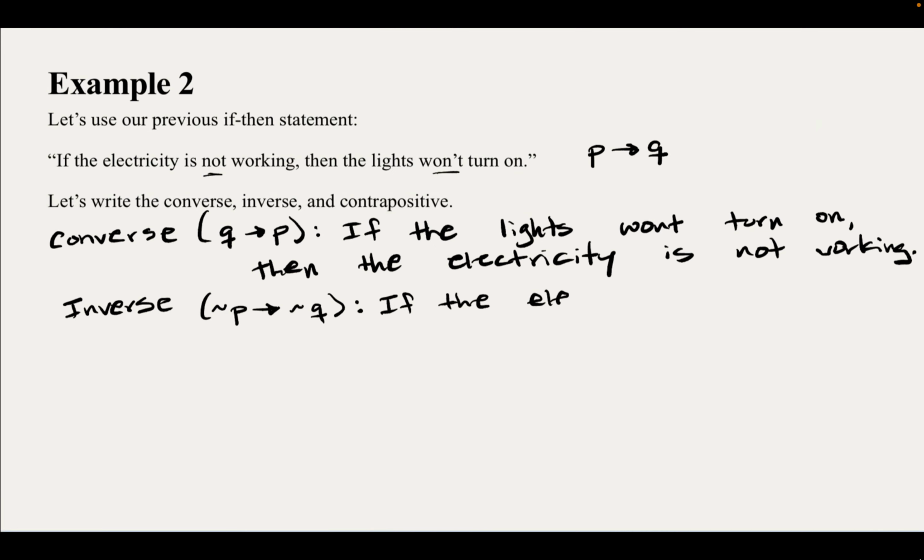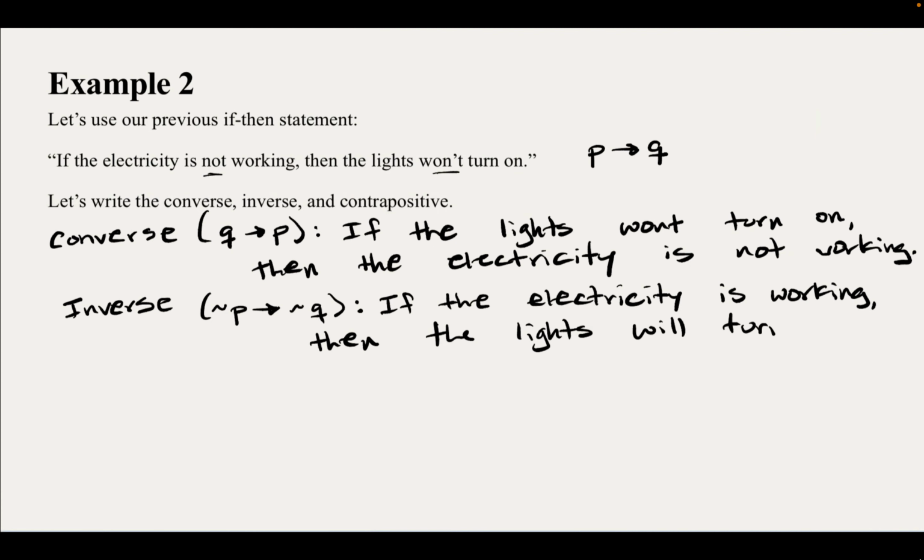the electricity is working, then the lights will turn on. So I negate both the hypothesis and the conclusion, but I don't change the order from the original statement. Now, again, just like converse, the inverse won't necessarily be true. So if you've got your original statement, if P then Q, the converse and the inverse may not be true.